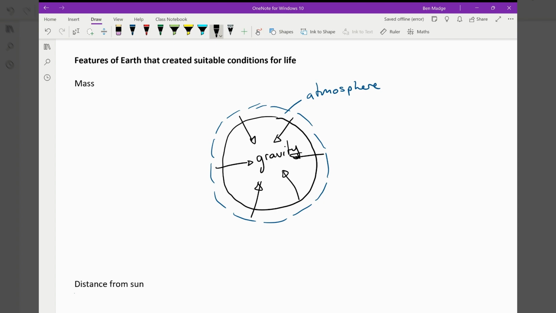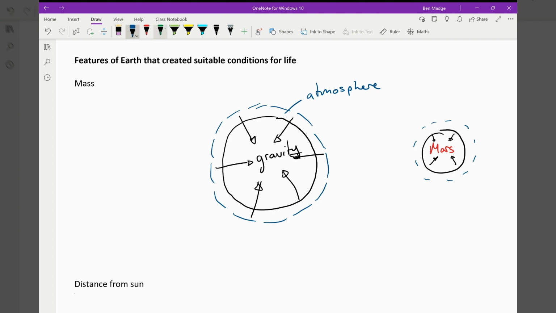And we can see other planets in our solar system where this hasn't happened. So Mars is actually quite a bit smaller than the Earth. So this is Mars. And because it's so much smaller, its force of gravity is much smaller as well. And in the past, there was an atmosphere, and there still is a very small, thin atmosphere, but the majority of it has been lost to space.